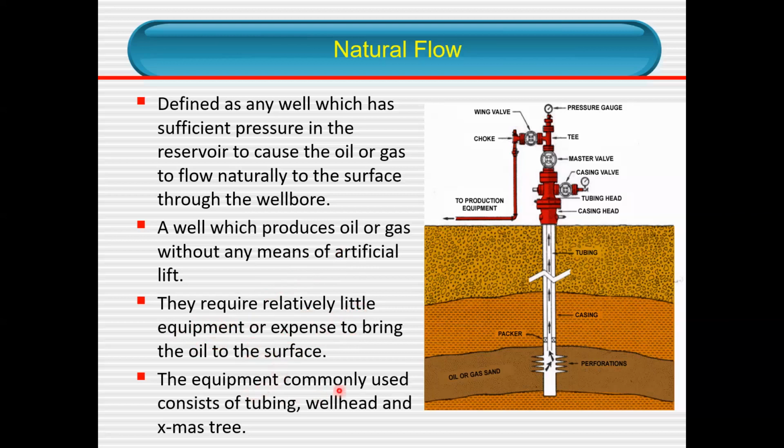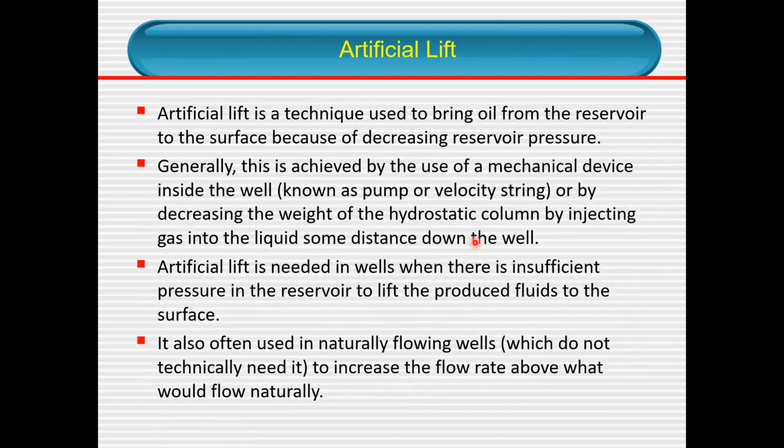The equipment commonly used consists of the tubing, the internal tubing here, the wellhead, or you can call it the Christmas tree, and of course the casing. And all the other small accessories, packers, you will know there are many elements involved in the whole production system. Okay, that was the natural flow.